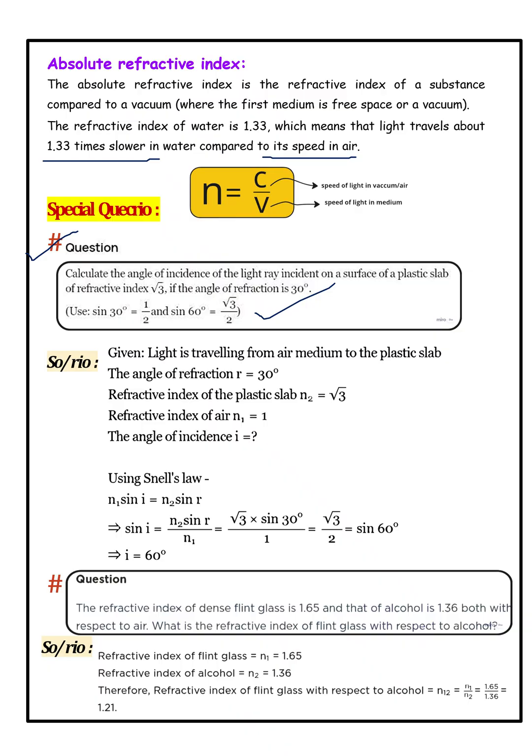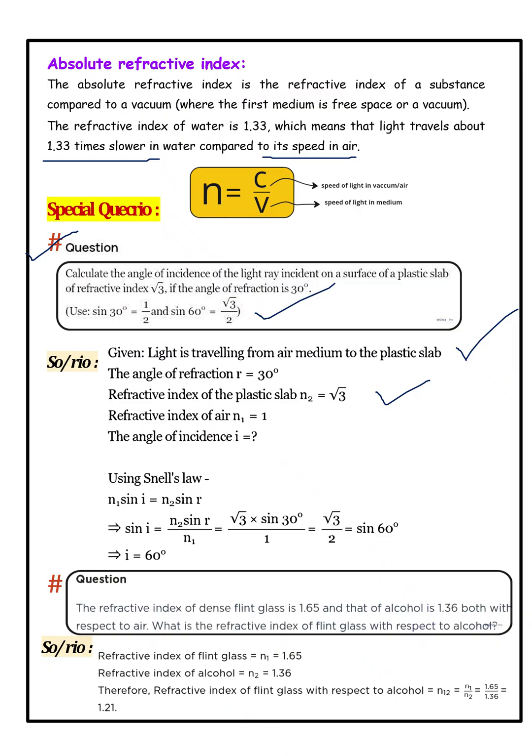What is given? Light is traveling from the air medium to the plastic slab. The angle of refraction is 30 degrees. The refractive index of the slab is n2, which is √3. The refractive index of air is 1. The angle of incidence is what we have to calculate.